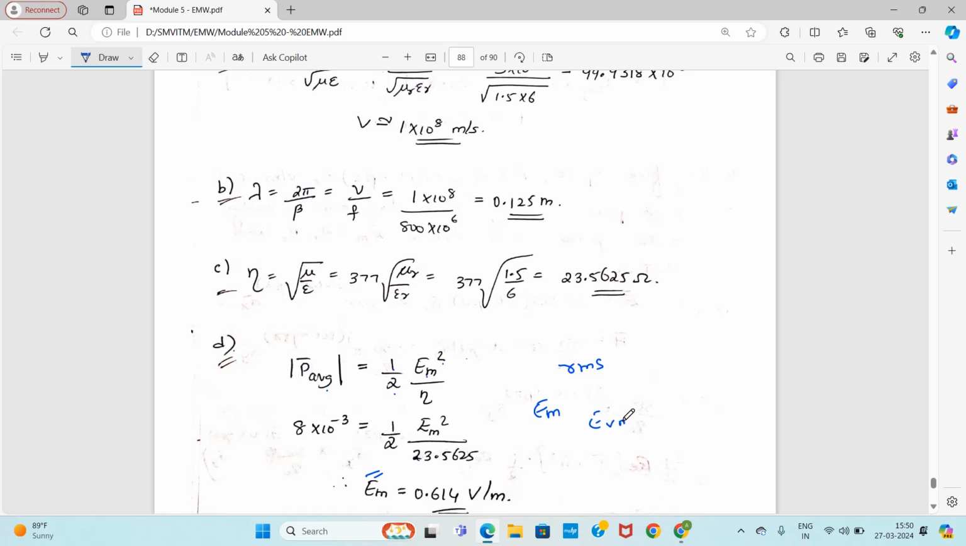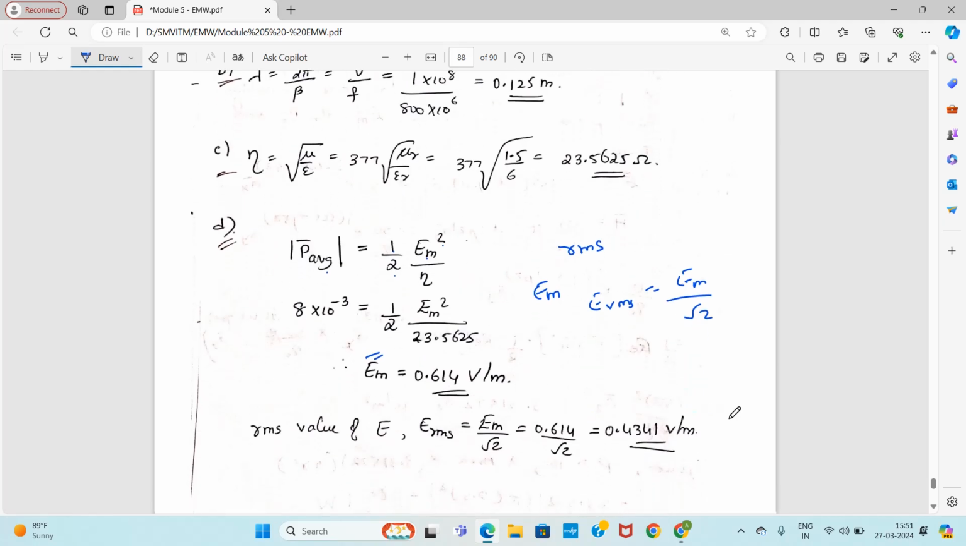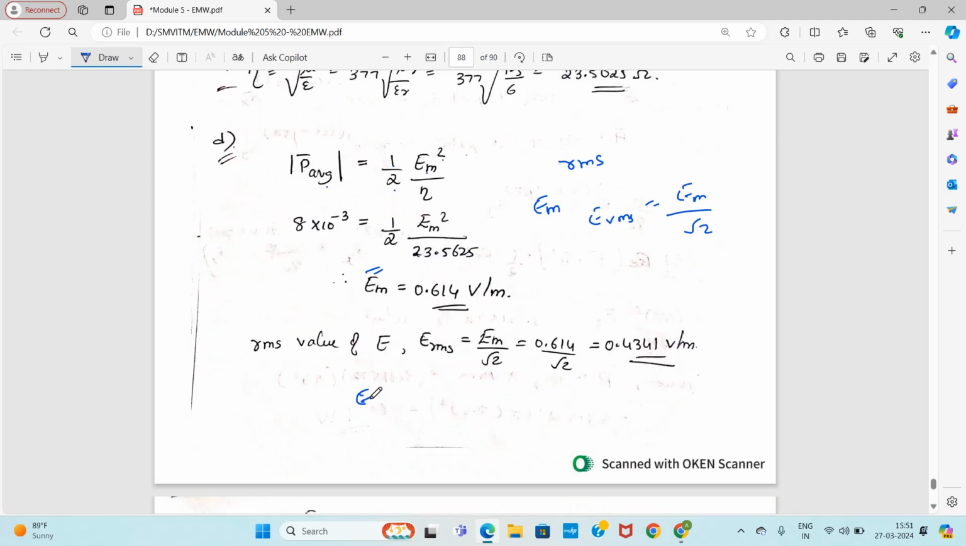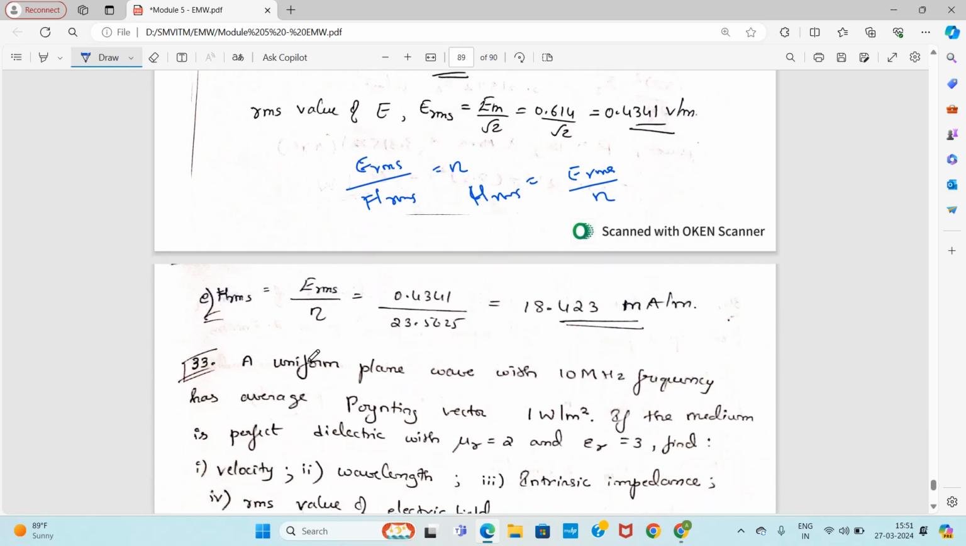So ERMS is nothing but EM by root 2. You have learned this in rectifiers also, right? So ERMS will be EM by root 2. And if you want HRMS, we know ERMS by HRMS is equal to eta. So HRMS will be ERMS by eta. So if you do that, we'll be able to find the HRMS value.